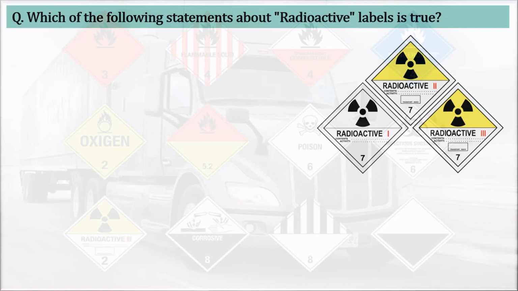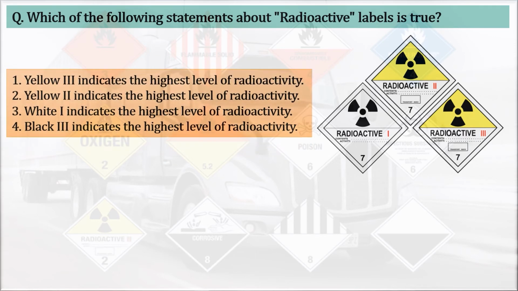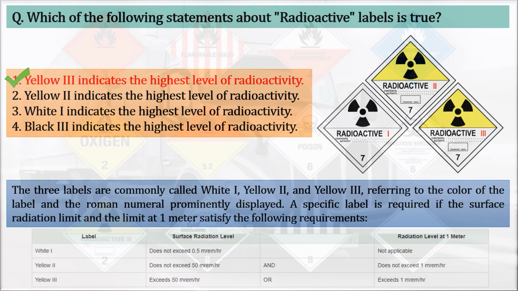Question: which of the following statements about radioactive labels is true? Option number 1, yellow 3 indicates the highest level of radioactivity. Option number 2, yellow 2 indicates the highest level of radioactivity. Option number 3, white eye indicates the highest level of radioactivity. Option number 4, black 3 indicates the highest level of radioactivity. The answer is option number 1, yellow 3 indicates the highest level of radioactivity.